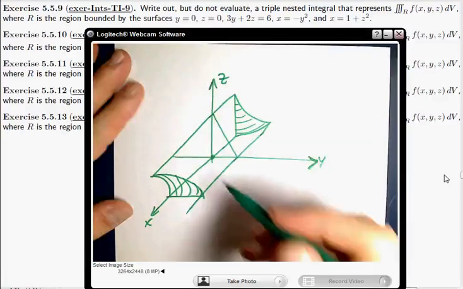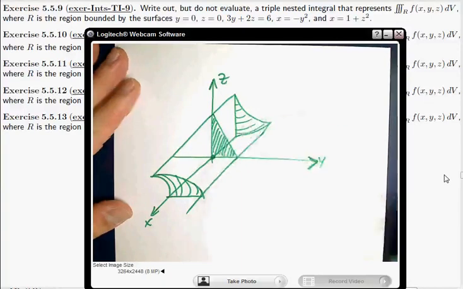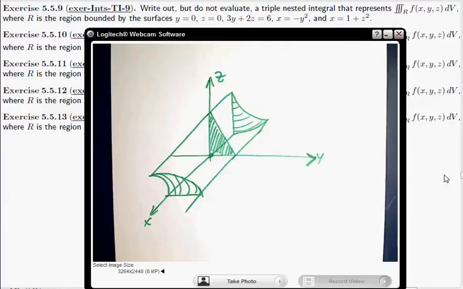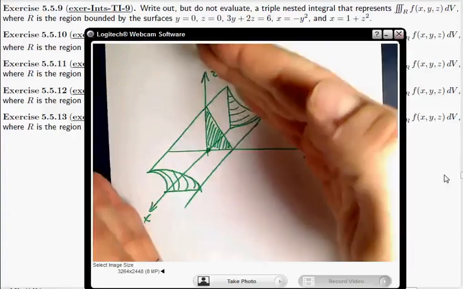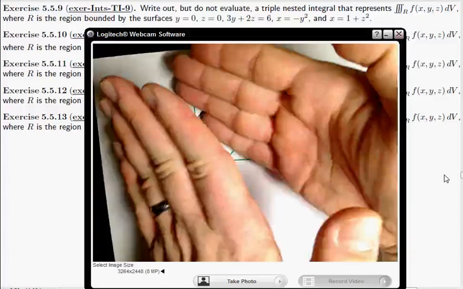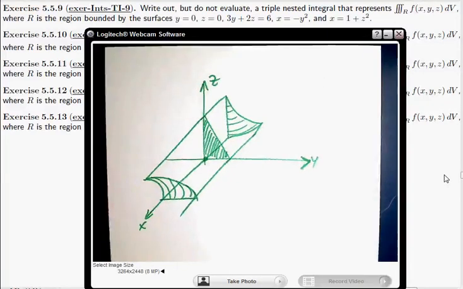Right, its projection into the YZ plane is this little triangle. Now, its projection into the XZ plane is weird. Its projection into the XY plane is weird because of these curved shapes and everything. But if you just take this whole thing and smash it into the YZ plane, it's just that triangle.